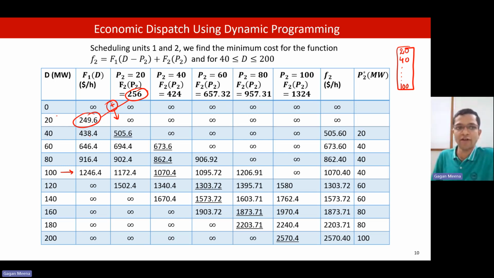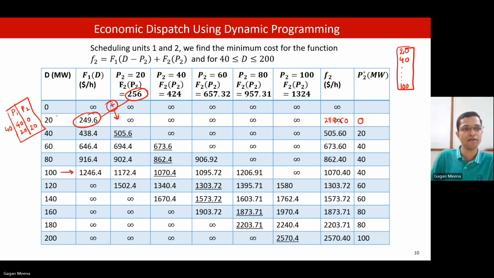This is one option. The other option is entirely P1, where P2 is not even generating anything. Here the cost is 249.6. P2 is off. Here we have two combinations for 40. So for 40, let's say this is P1, this is P2. For a demand of 40, the combinations are 40, 0 and 20, 20.